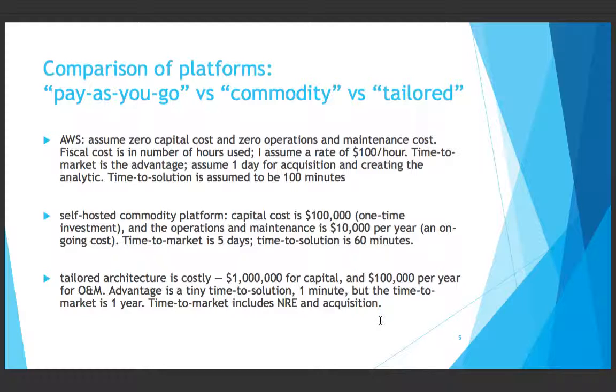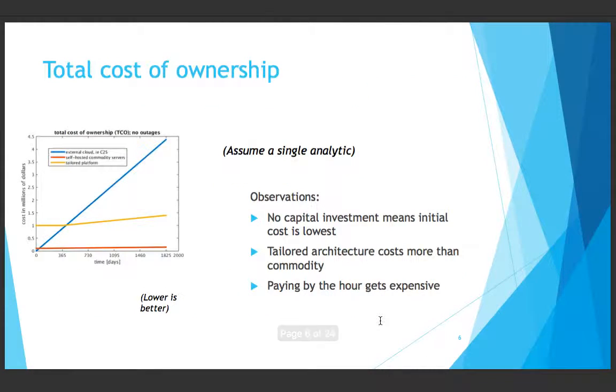So these are the three models. The first metric that we can calculate pretty easily is total cost of ownership. This is just the addition of capital plus O&M as a function of time. So here on this axis I show the time of 5 years, and this is the cost spent for that platform.